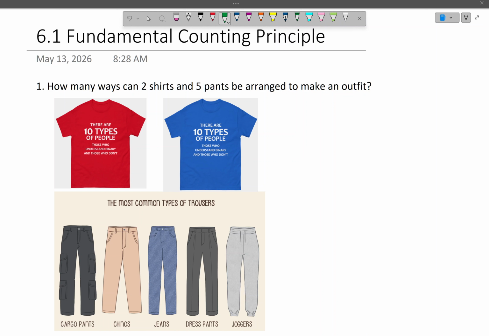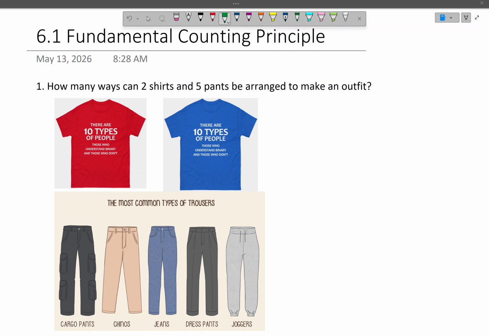So we're combining somehow the t-shirts and pants here. And what we're going to do is we're trying to make an outfit. Now, every outfit can have 1 shirt and 1 pair of pants. You're not going to wear 2 pants at the same time, and you're not going to wear 2 t-shirts at the same time. That makes no sense.